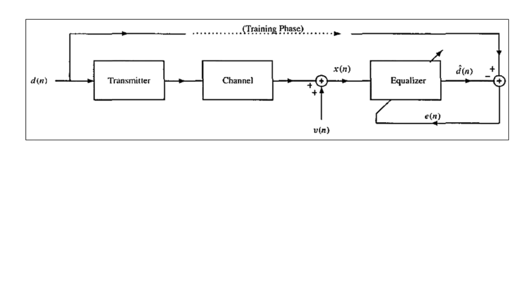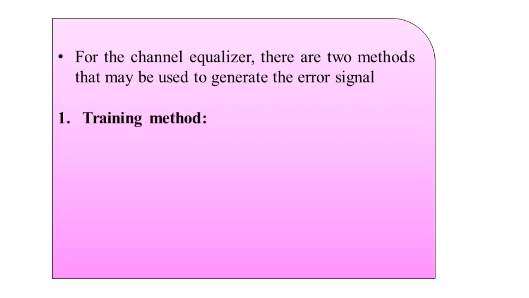As we look at this block schematic, it is necessary to generate the error signal so that the adaptive filter will work efficiently for channel equalization. There are two methodologies that can be used for generation of the error signal. The first one is the training method and the second one is the decision directed method.